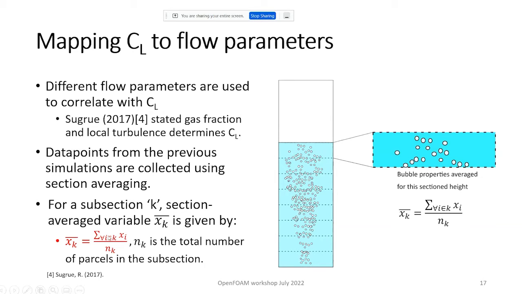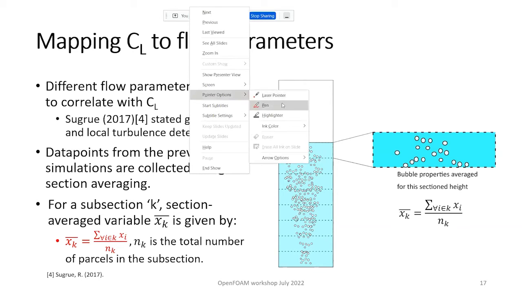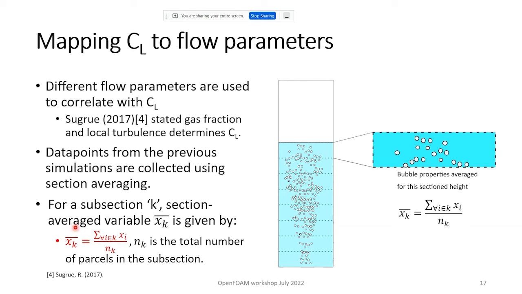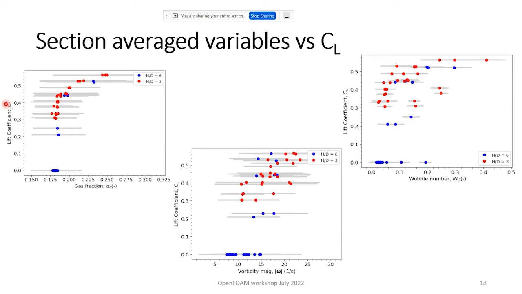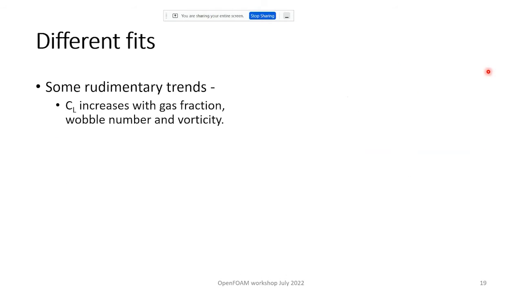And this is the expression for the averaging that's happening inside. What we get out of this is a relation between CL and different variables like gas fraction, vorticity, and wobble number. You can already see that most of these are increasing relations. So in the end, we find a fit.